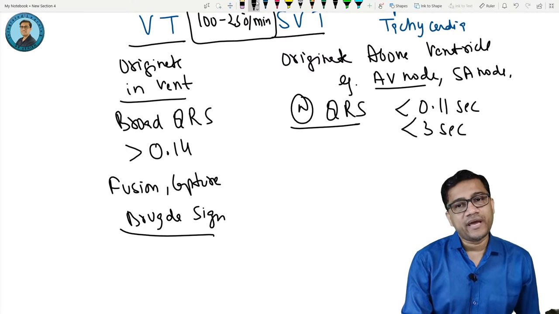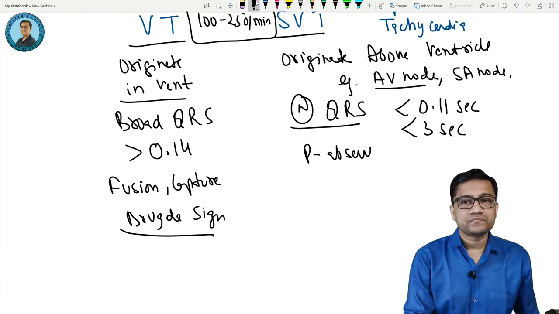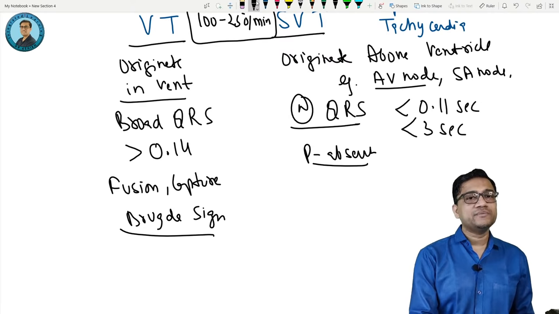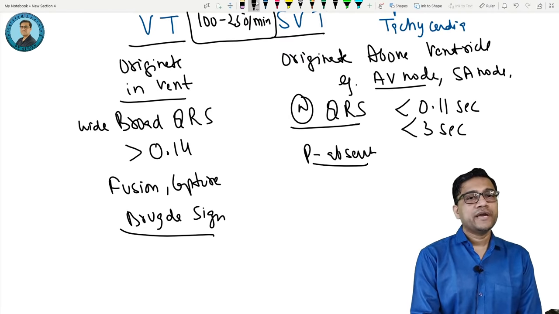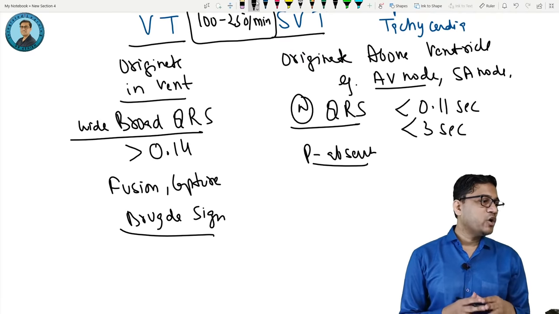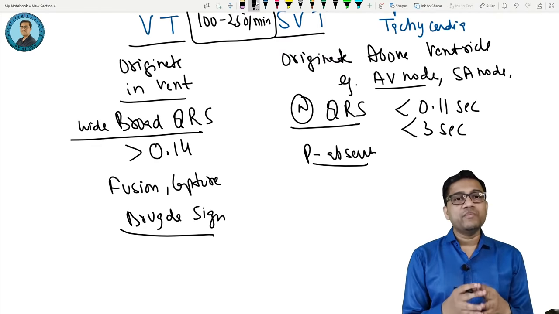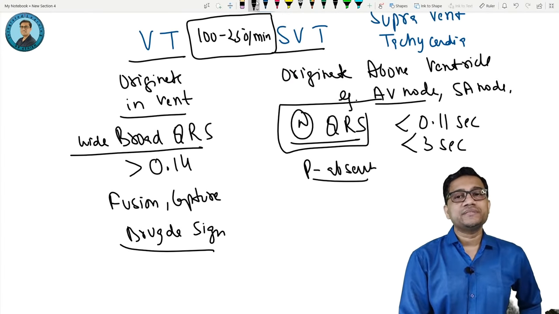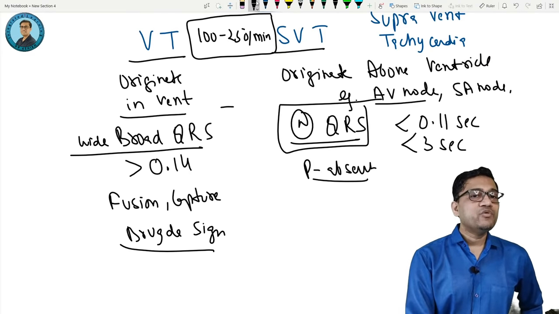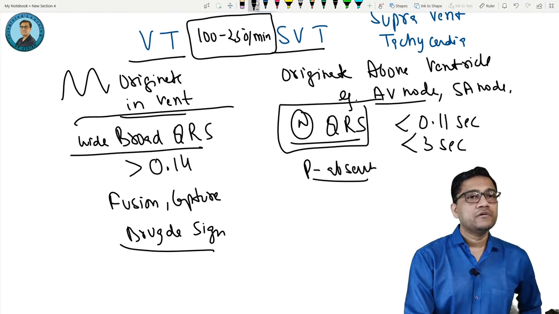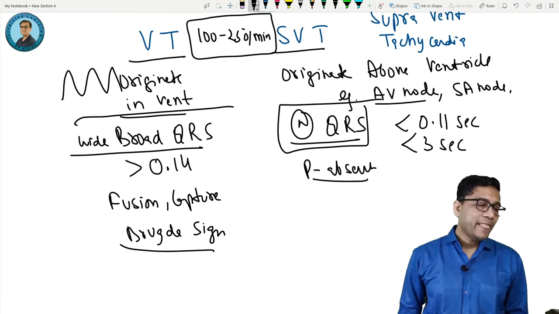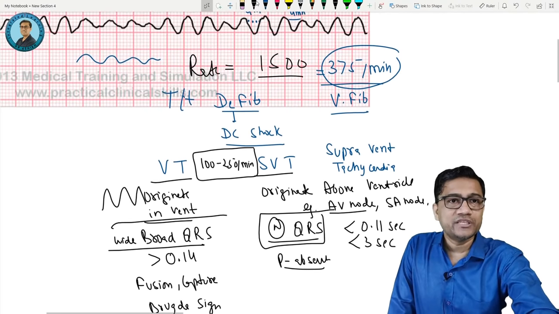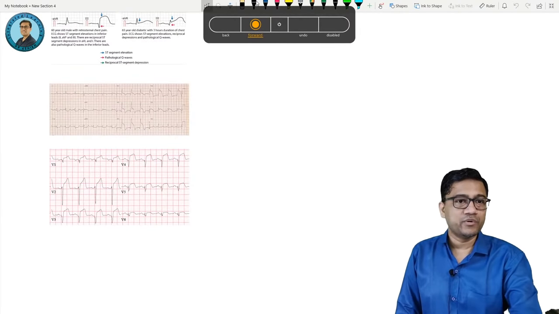There is a normal QRS and P wave is absent here. The main thing is normal QRS. If you get a wide QRS, broad or wide, it is ventricular. If normal QRS is the case, I hope it's clear. So in the exam you will most likely get either VT or SVT. In SVT you will see normal QRS and high rate, how much, 102. If you get a broad one like this, very broad, it is most likely VT. There could be multiple forms also, but we'll not discuss much. I'll just show you the main forms here.